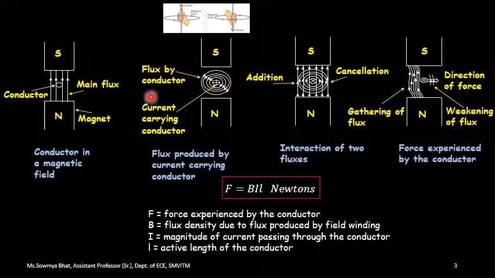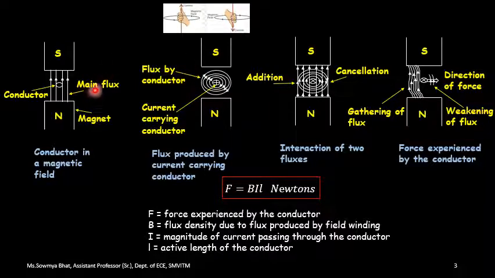So this is the direction of the flux which is produced by the current carrying conductor. So now I have two distinct types of flux. One is called the main flux, which is the contribution from an electromagnet, whereas the second one is the flux which is the contribution from the current carrying conductor. So you can see there are two distinct types of fluxes. One is called the main flux, another one is the flux by the current carrying conductor.